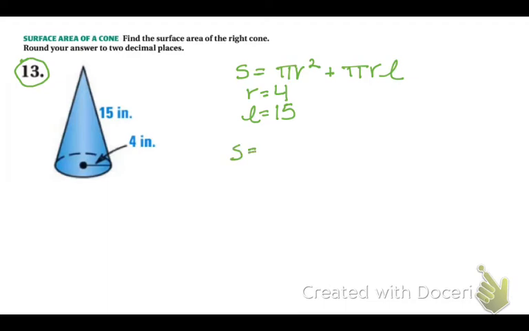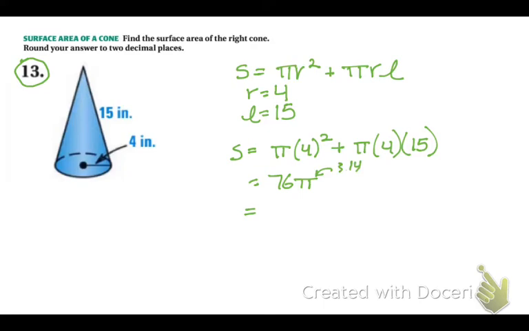So our S is equal to pi times 4 squared plus pi times 4 times 15. Long story short, that's equal to 76 pi. Use your calculator, 3.14 for pi, and you're going to come up with 238.76. In this case, it's inches squared. So that's it, and hopefully that works out pretty well for you. And be prepared for the next one.